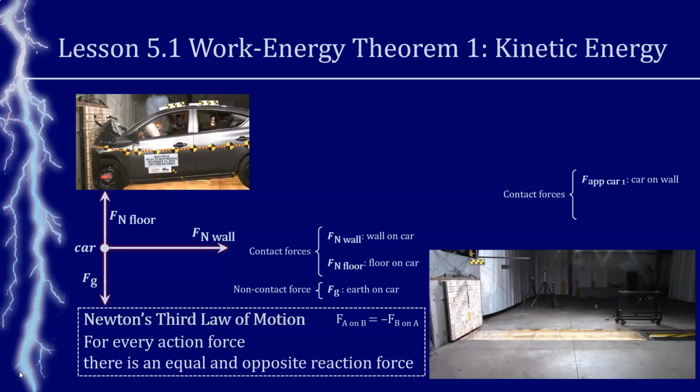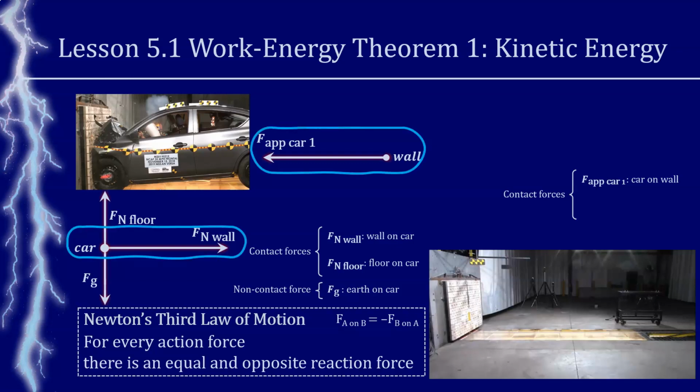If I were to draw a free body diagram for that reaction force, what would it look like? Well, I would need to have the wall as my object and the car as my agent now. So this is a force being applied to the wall, and notice that it's equal and opposite to the action force. It's in the opposite direction, but of equal magnitude to the force that the wall is exerting on the car. So I'm just going to circle these two in blue as an action-reaction force pair.